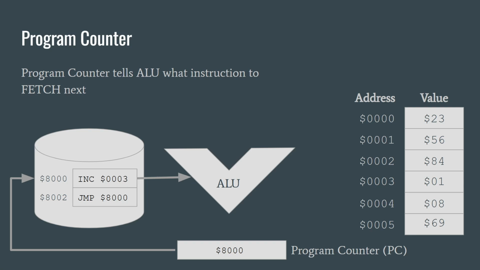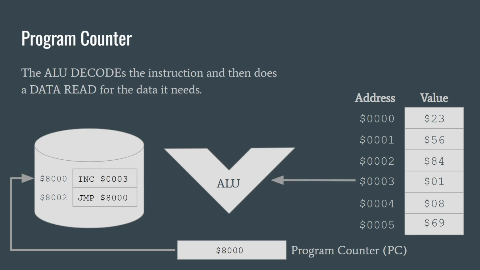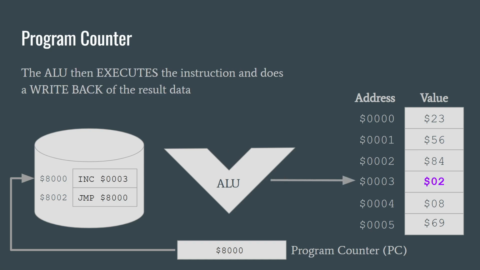So at reset, the reset vector is loaded into the PC, and in our example before, it happened to be 8000. So the instruction at address 8000 is going to be the first one to execute, and that's the increment instruction. Just like we saw in previous sections, the ALU will read out the value at address 3, which is the 1, and then it'll increment it and write it back, making it a 2. So the ALU executed the instruction pointed to by the program counter, completes it, writes back any value associated with it, and then it's done.